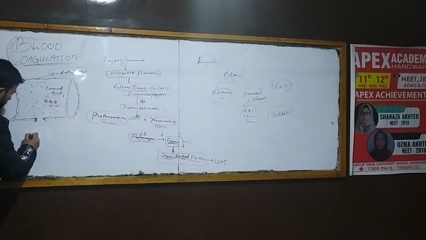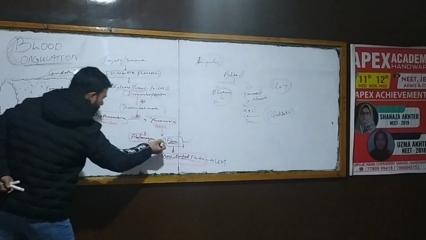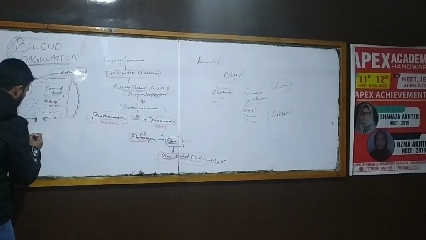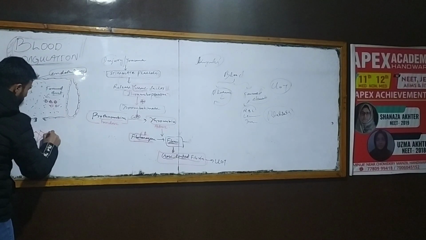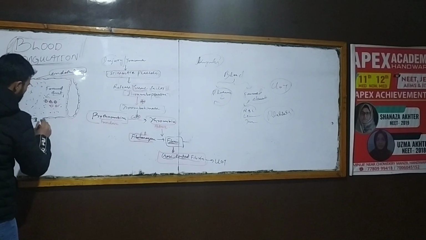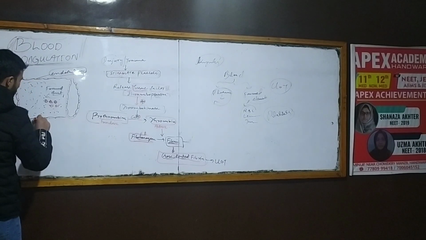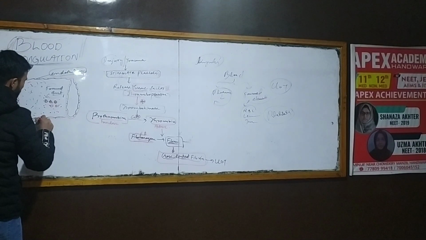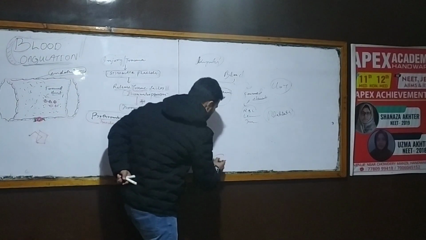See here, this fibrin forms cross-linked fibrin. You will find it like this. From here the cross-linked fibrin is formed, and that comes in the area of injury. So this cross-linked fibrin becomes a meshwork, and finally it forms a clot.